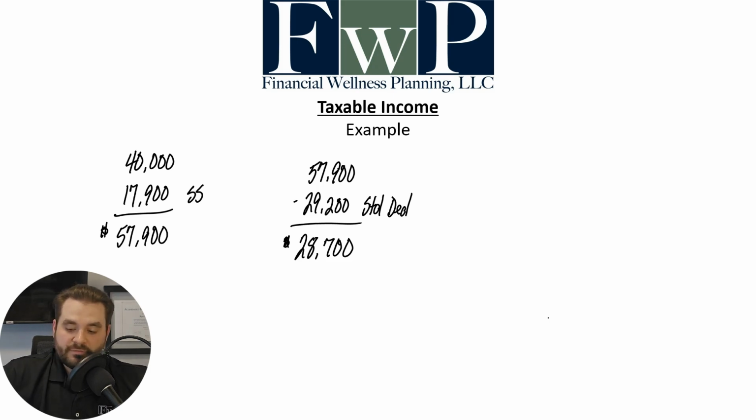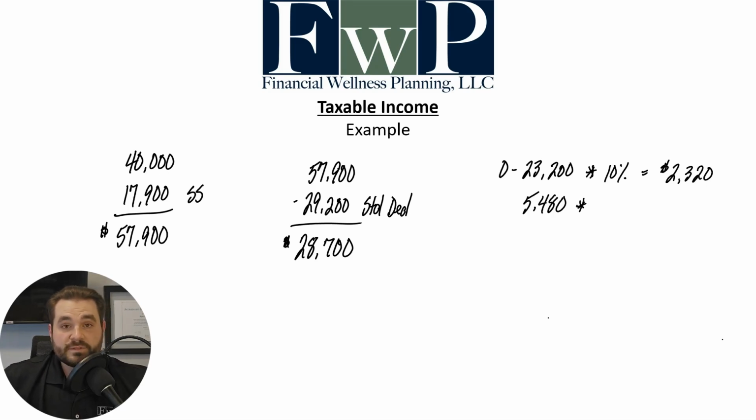We're going to take that amount and compare it to the marginal tax brackets for a married couple. Any of their income that falls between $0 and $23,200 is going to be taxed at 10%. In their case, they fill up that entire tax bracket, so they're going to owe $2,320 on that income. On the additional $5,480 of their taxable income, they're going to owe 12% of that amount. So we multiply $5,480 by 12%. That equates to $658 of additional taxes on that income.